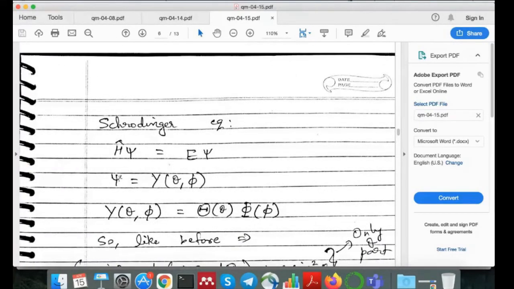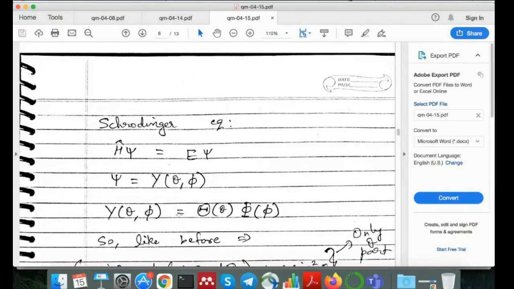Because psi is in terms of only two variables, the angular variables theta and phi, we write psi in terms of theta and phi, and our natural convention is taking it as Y of theta comma phi. This is the same thing that we have done in the hydrogen atom as well. Exactly the same thing that we are doing here.